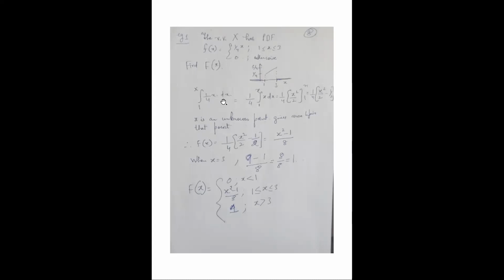So let us integrate this. The integral of x dx is x square by 2, and when you put in the limits, you will find that this comes out to be Fx, which is my capital Fx. Fx is x square minus 1 by 8.